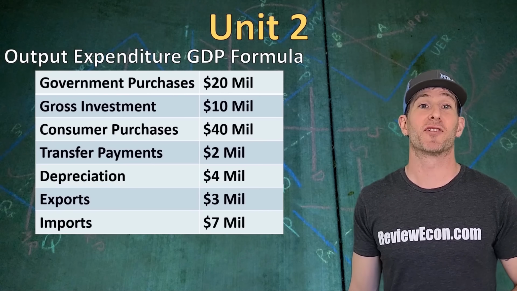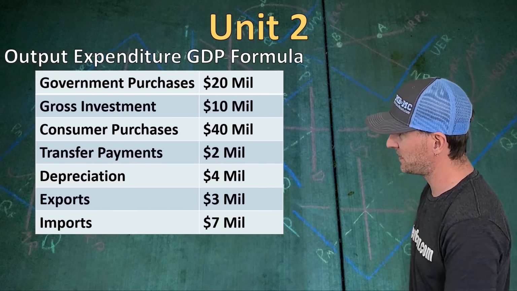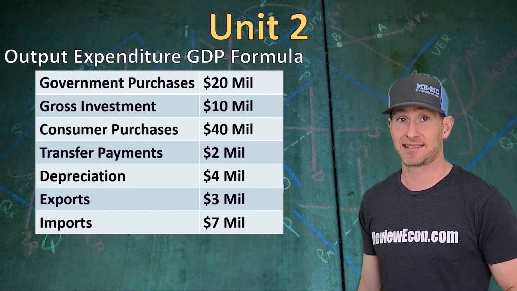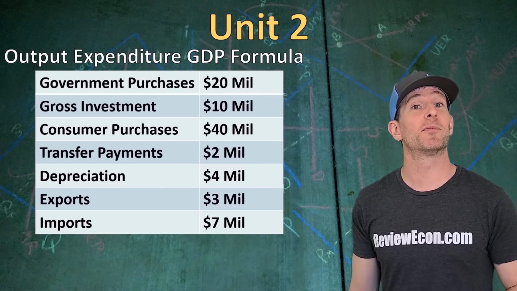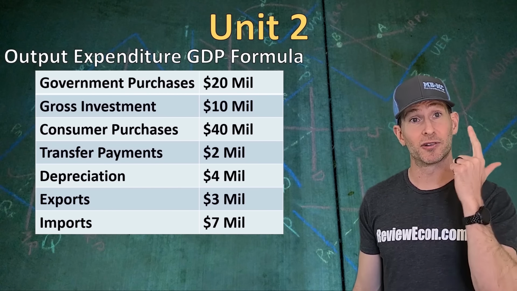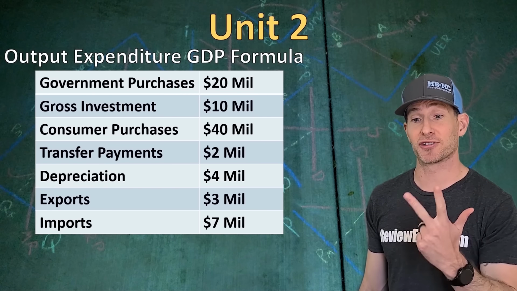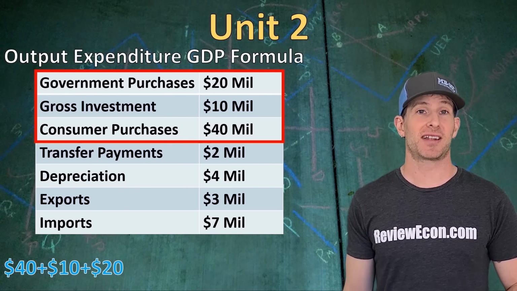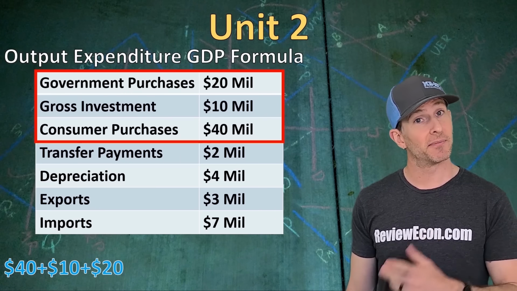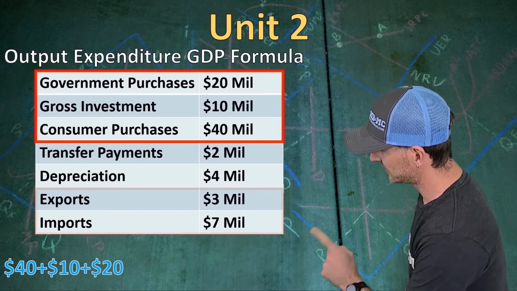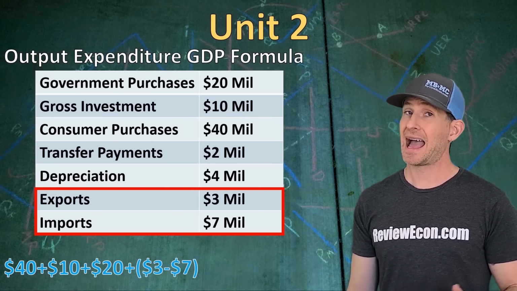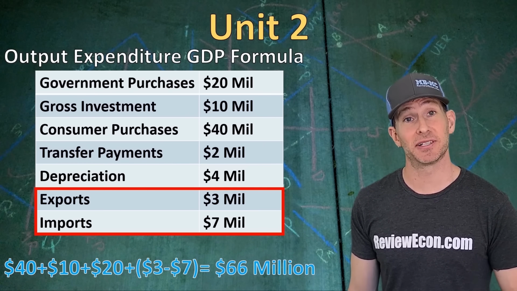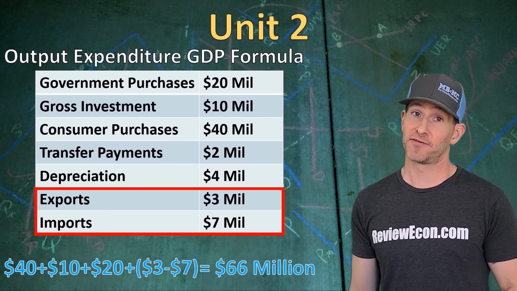Now here we have a table for an example. See if you can calculate GDP for an economy with these data points. Well, first up, we need to calculate our consumption, gross investment, and government purchases. Those are those first three lines on that table. Then we have our net exports. That's exports minus imports. We find that on the last two lines of that table. Add it all together and we have $66 million worth of gross domestic product for this economy.